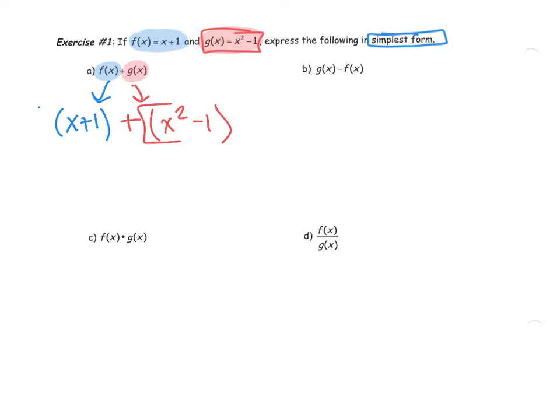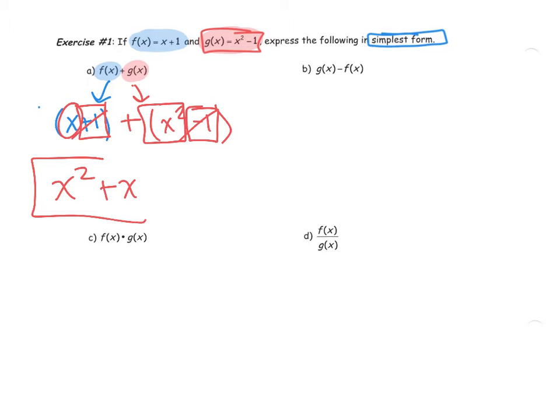So this x squared stands alone. We have plus x, and then we have plus 1 and minus 1. And those cancel out, so this is what we are left with. Alrighty, you guys can give letter B a try. I'm going to continue and move on to letter D. You're also going to try C. We're going to do D together.